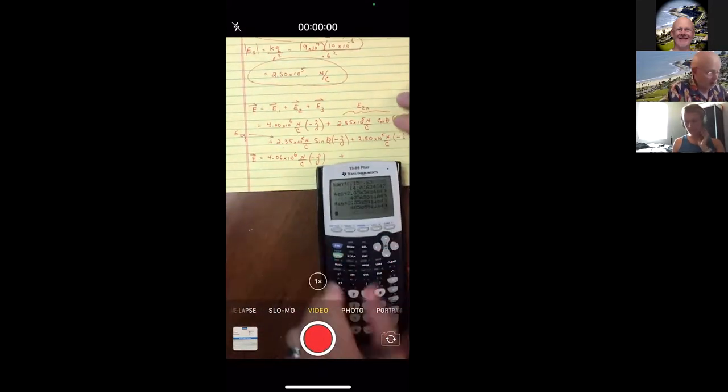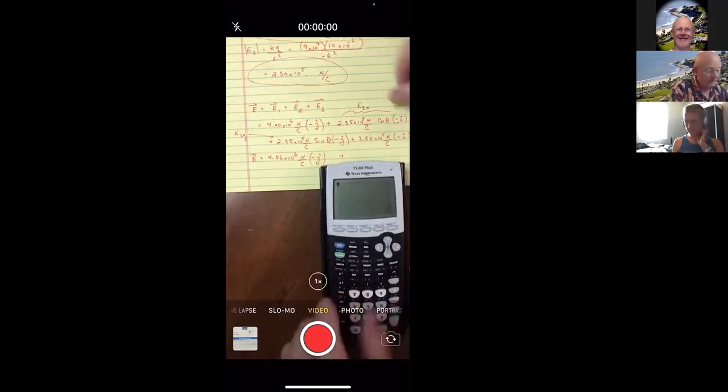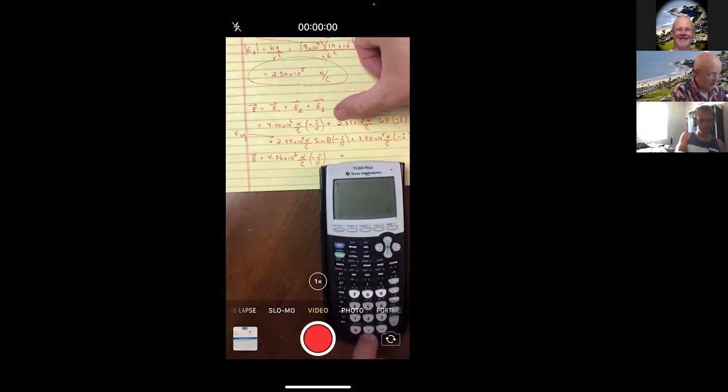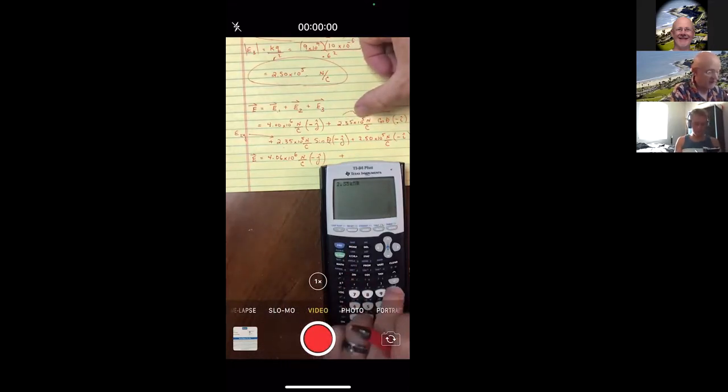Okay, and then also over here, let me take the field here, which would be 2.35 times 10 to the 5th multiplied by cosine of 14 degrees.